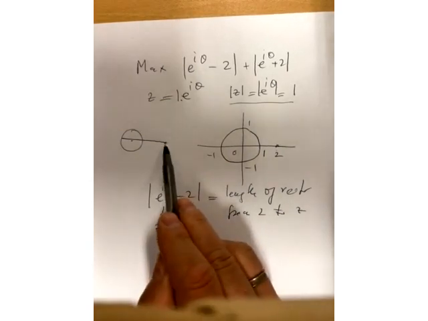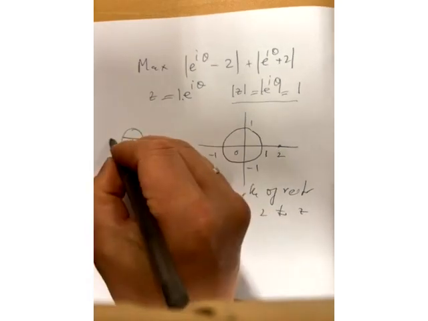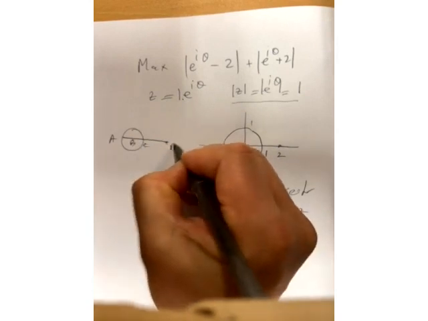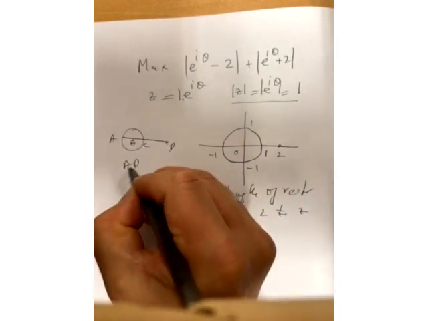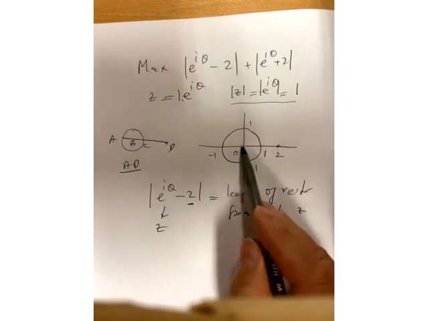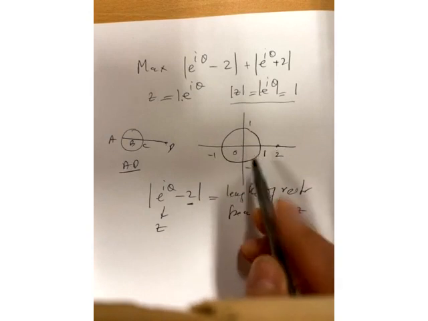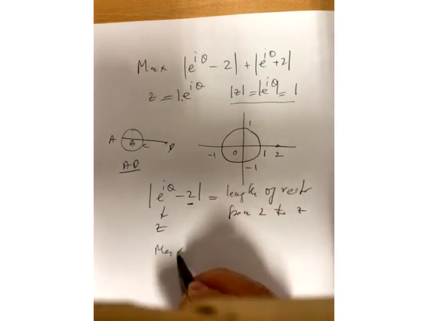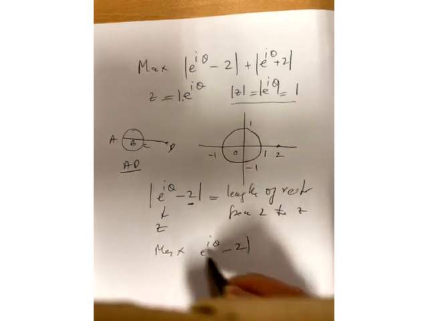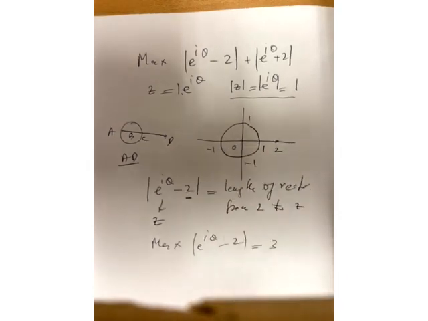So for any point outside the circle, the maximum length goes through the center of the circle to the other side. So the maximum length in this case, if I put A, B, C, D, is AD. The center is here, and the maximum length goes from 2 to this point here. So the maximum length of this is 3 in this case, because that's 2 plus 1, which is 3.